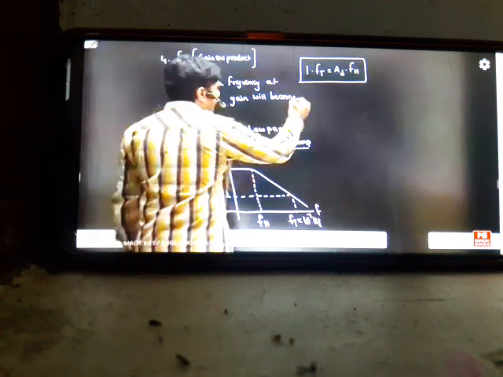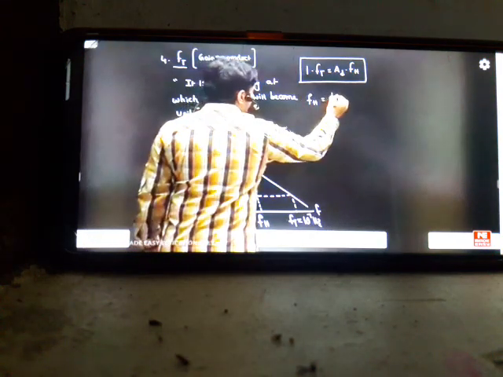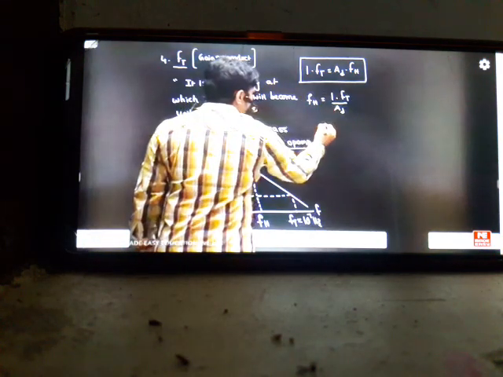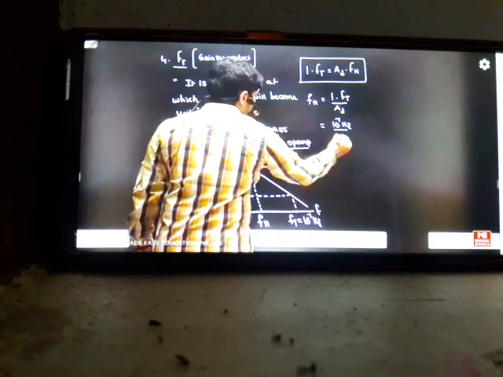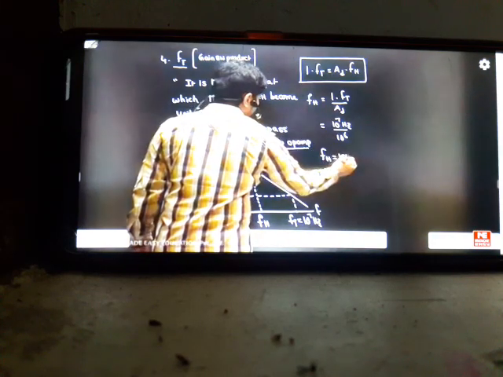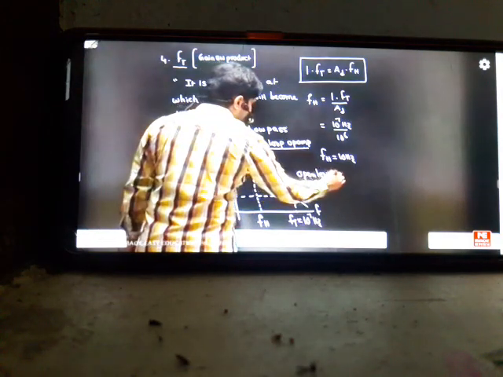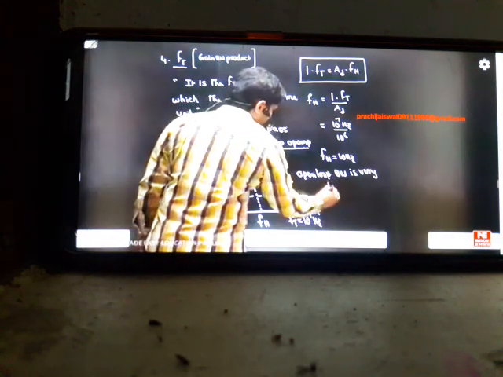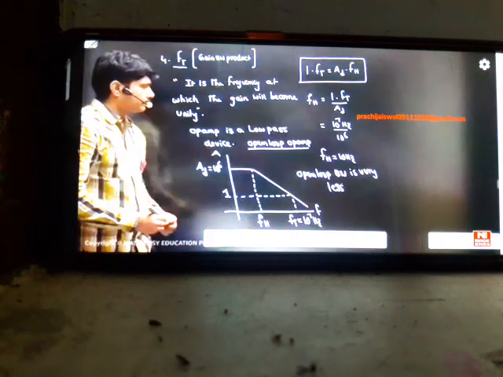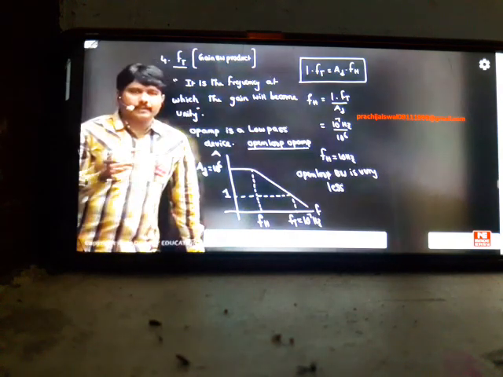So now if you want to solve for FH, it is 1 into FT divided by AD. So it is 10^7 Hz divided by 10^6. So FH will be equal to only 10 Hz. So can you see that the open loop bandwidth is very less. Why are you getting very less bandwidth in the open loop system? Because your gain is very high. I already told you, as the gain becomes more and more, the bandwidth will become very less.